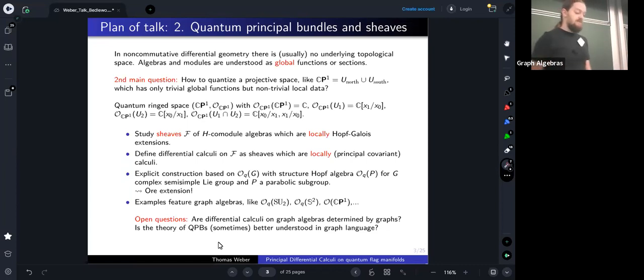And the main class of examples that we are going to look at, we have seen partially in previous talks. This will be the q-deformations of complex semi-simple Lie groups. Here we are going to look at them with a parabolic subgroup. And this will need the notion of Ore extensions. Okay, and as I mentioned, some of our key examples like SU_q(2), the Podleś sphere, and CP1 will feature graph algebras. Here by Podleś sphere, I mean the equatorial one, the generic one, right?